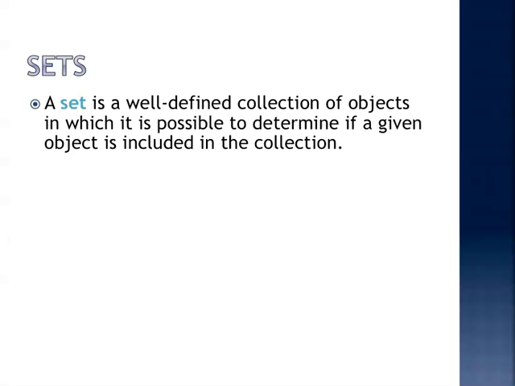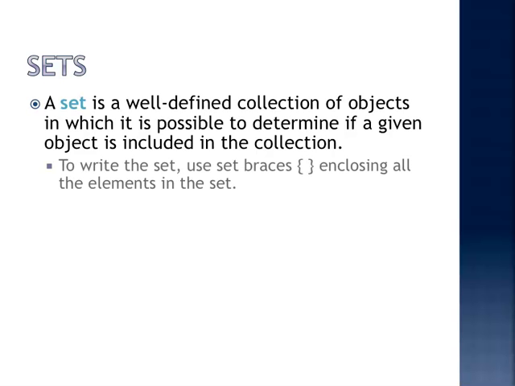So a set is a well-defined collection of objects in which it is possible to determine if a given object is included in the collection. So by well-defined, it simply means that we know exactly what objects are within that set. Now, in terms of notation, we use what we call set braces. They're the curly brackets enclosing all the elements in the set.